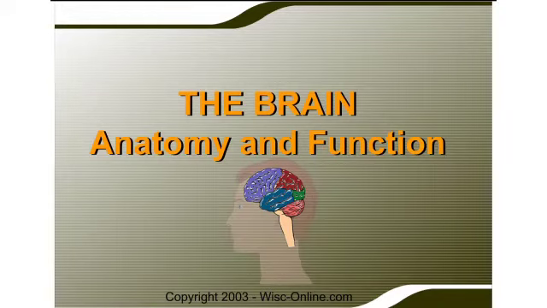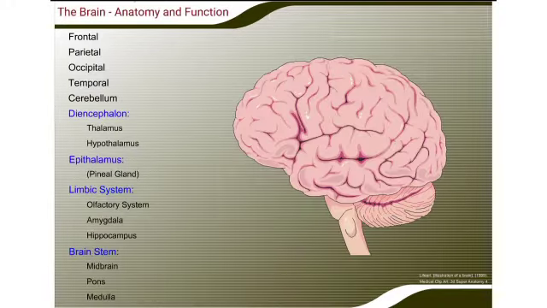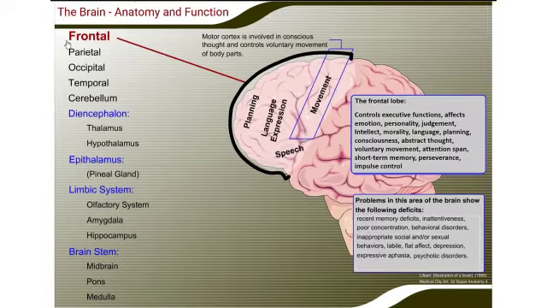Anatomy and function. The brain is made up of several specialized areas that work together. Let's review those areas of the brain. The frontal lobe. This area of the brain controls executive functions and affects emotion, personality, judgment, intellect, morality, language, planning, consciousness, abstract thought, voluntary movement, attention span, short-term memory, perseverance, and impulse control.